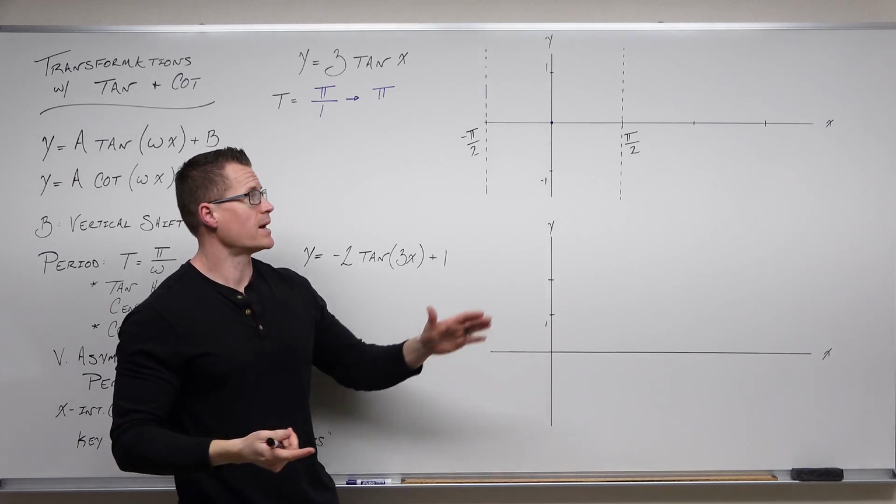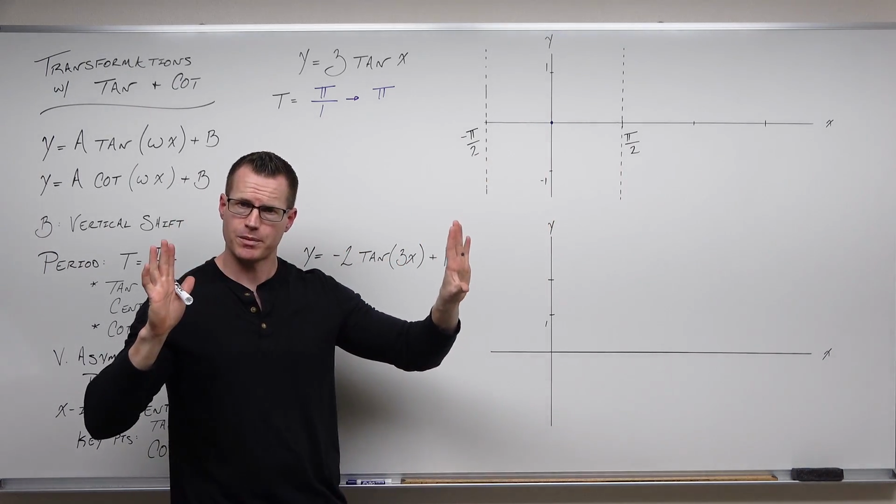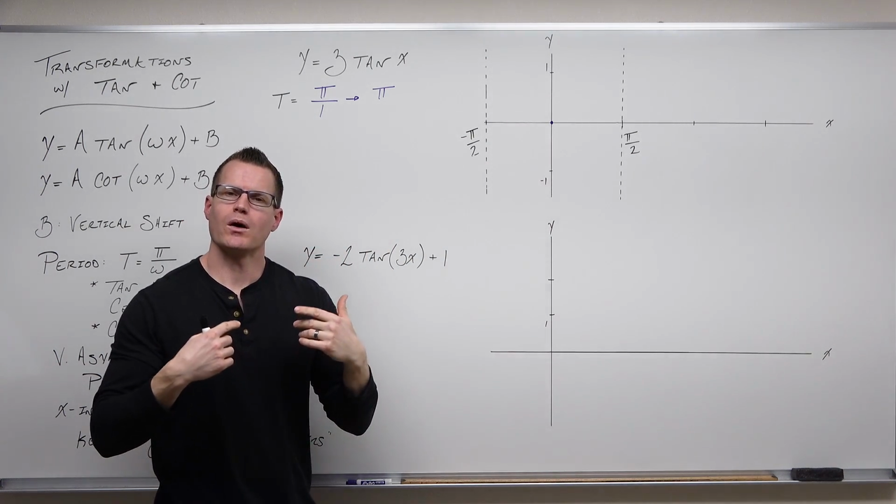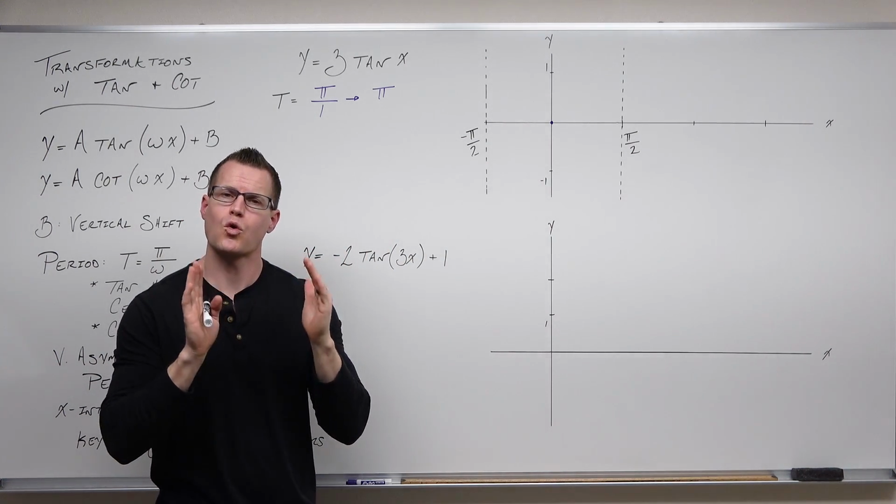So we've done that. We have our vertical asymptotes at the ends of our period. We have the x-intercept at the center of our period. That's great. But we also have some important features at the quarters of our period.